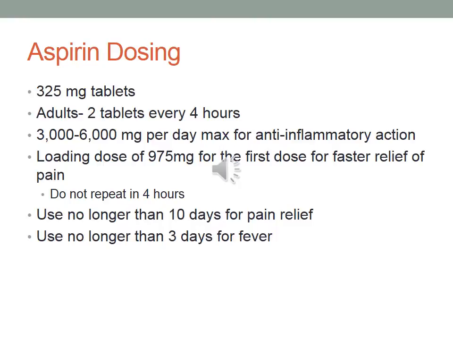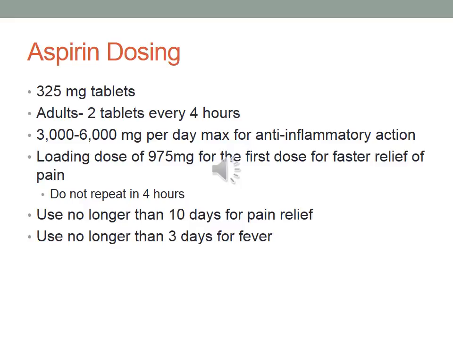So this is some of your basic dosing information. Now, as we go through the semester, there'll be some drugs I want you to know in a little more depth. With the anti-inflammatory drugs, I want you to know a little more depth as far as the dosing is concerned, just because they're a little more commonly used. So they typically come in 325 milligram tablets. For adults, you look at 2 tablets about every 4 hours. You have your maximum for anti-inflammatory action.